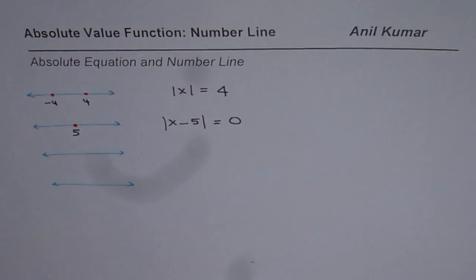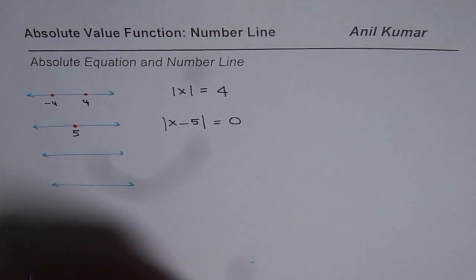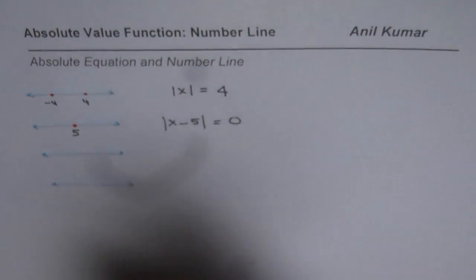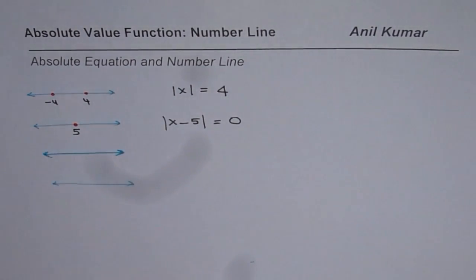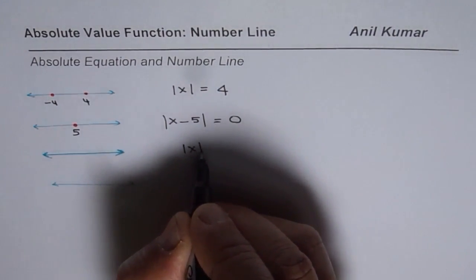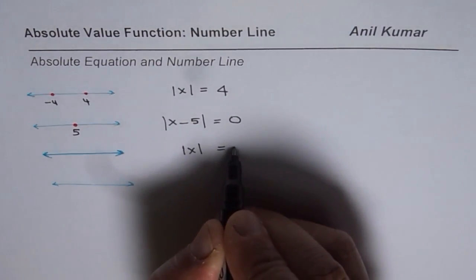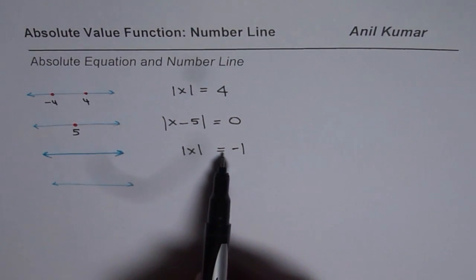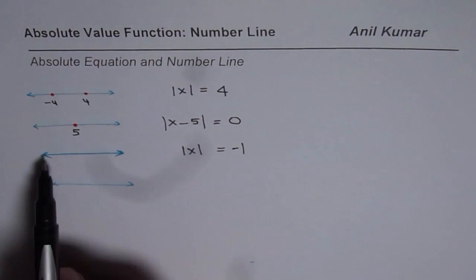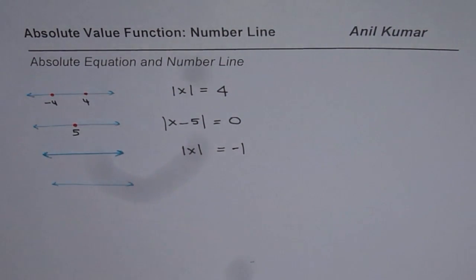Now, when can you have a number line which does not have any solution? Let us say just a blank number line like this. That means no solution at all. Well, no solution at all could be when I write absolute function is equal to, let us say, a negative value, -1. As you know, absolute function is always greater than or equal to 0. It can never be -1. Therefore, that represents no solution. You get the idea, right? So that is how we could get absolute function with no solution.